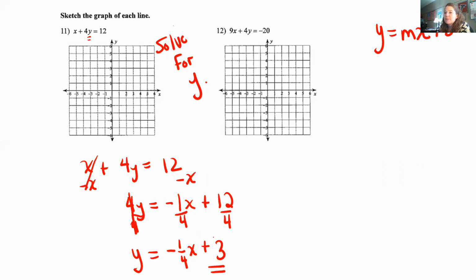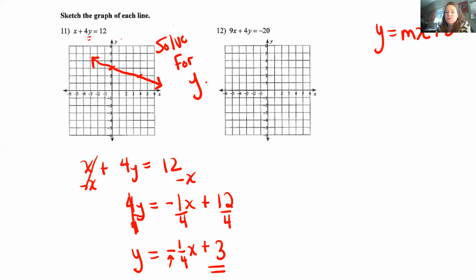So my y-intercept is (0, 3). I'm going to come right here. My slope is negative. My rise is 1, and my run is 4. Since it's negative, I'm going to go down 1, right 4. 1, 2, 3, 4. I'm going to connect those dots, trying to draw a straight line as much as I can. And double check it. Do I need a negative slope? And is this going down and to the right? Yes.